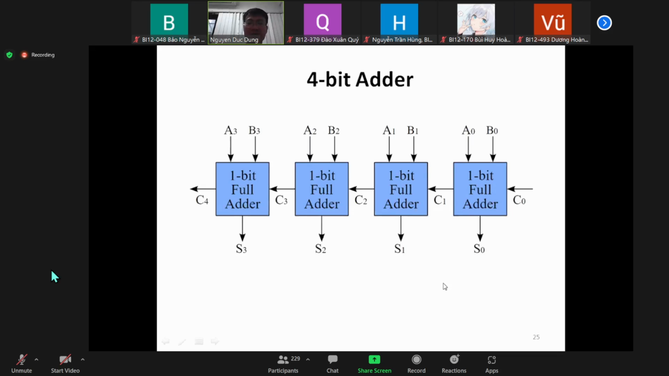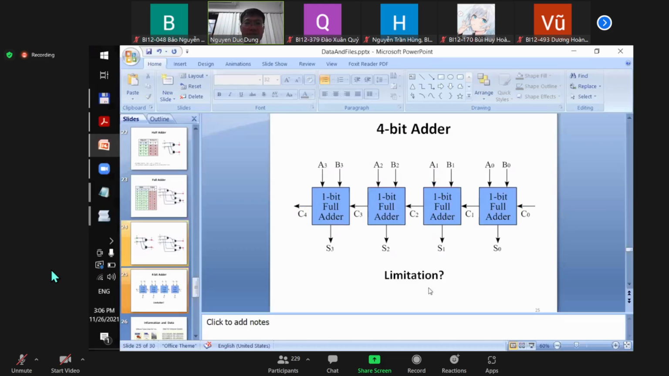Supposing that I wanted to design a machine that performs adding 4 bits, 2 numbers of 4 bits, at the same time. So I propose this one. Is that possible? Is that possible for this design to do the 4-bit numbers in parallel at the same time?